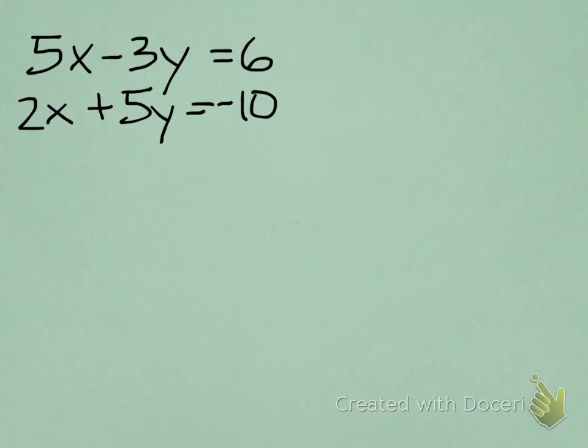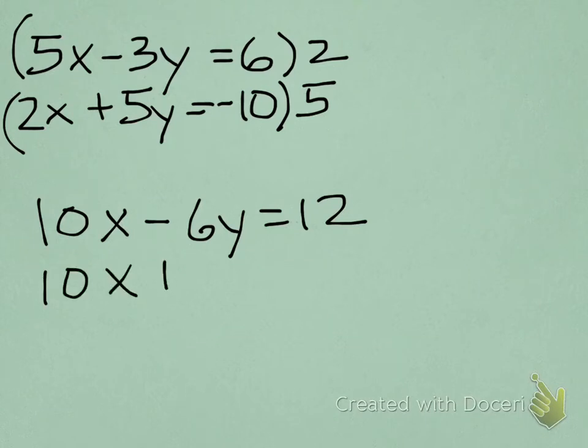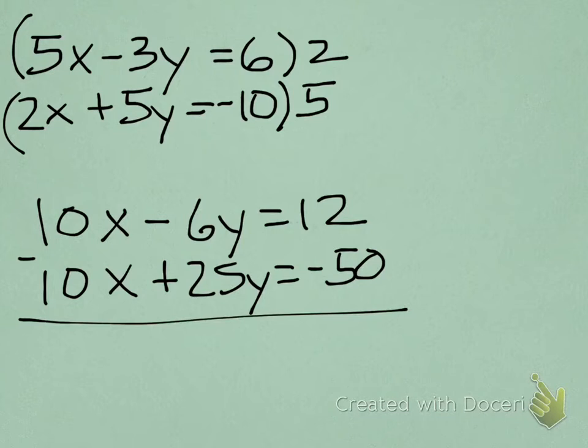Here's another one. This time we're going to actually have to multiply both equations because none of these have any factors in common. So let's say we choose to make both the x's 10. That means I need to multiply the top one by 2 and the bottom one by 5. Now I subtract.